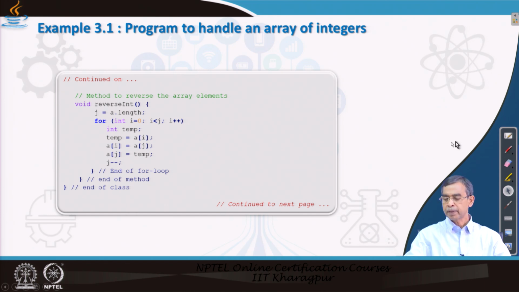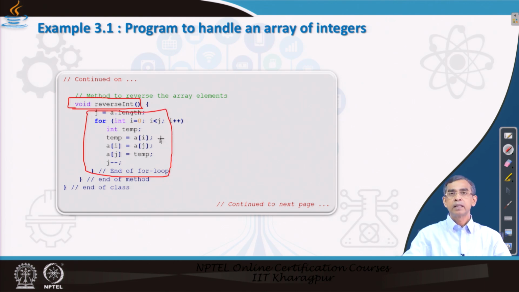Yeah, so this is the method that you can see. The method name is reverse int, and this is the code of the method, a simple logic by which the ordering of the elements can be made in the reverse order and the elements will be stored in the same array.